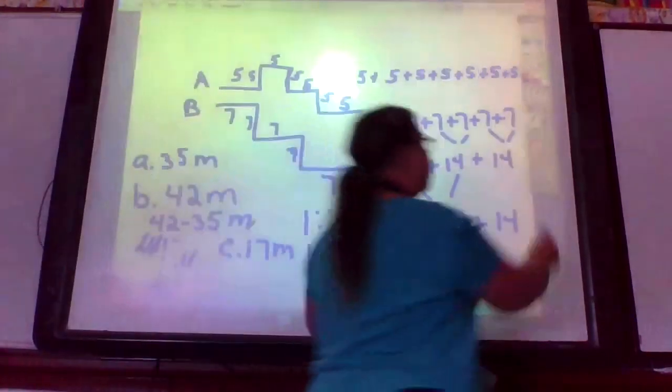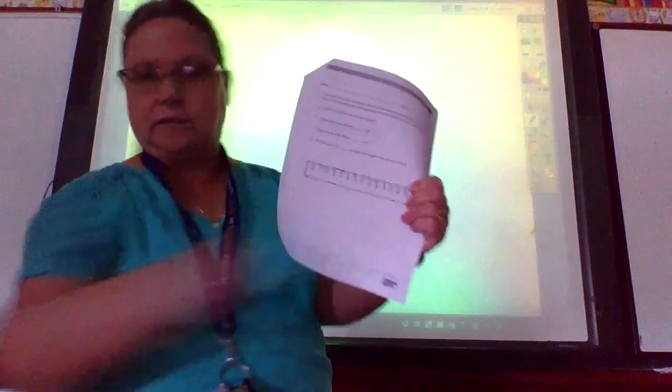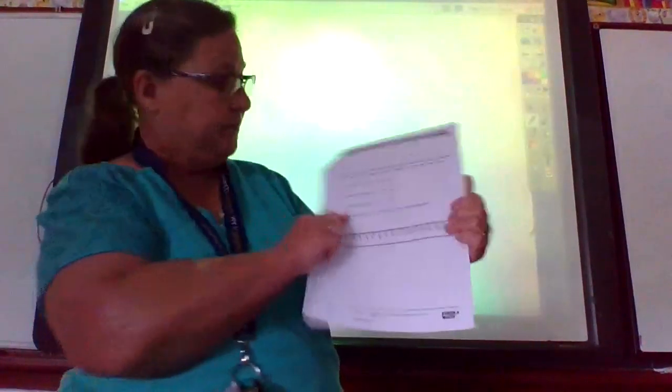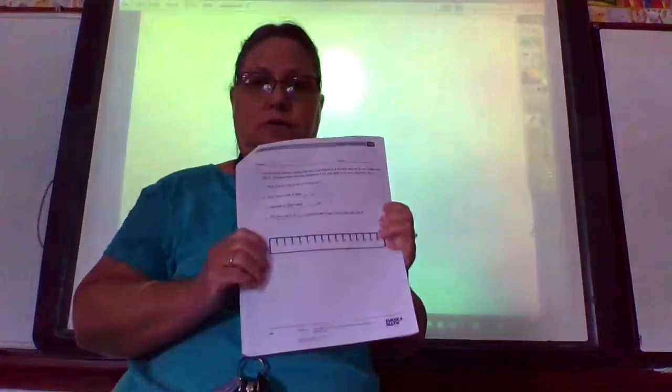Okay, so you have one last thing to do, and that is your exit ticket. On your exit ticket, it says to use the ruler. You don't have to use this one. You can use your ruler that you have, your plastic one that you cut out. Measure and find out if it's longer or shorter, reading it all. Okay? Good luck. Make sure your name is on it.